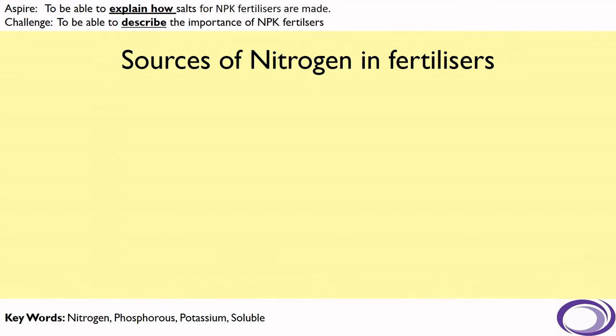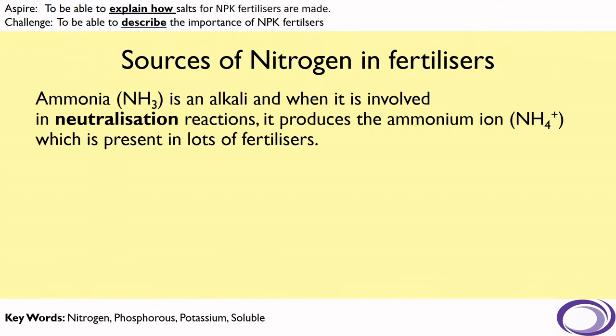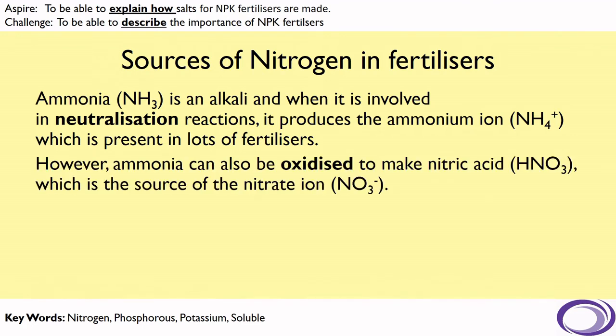So sources of nitrogen first of all. Now you may remember from the Haber process that ammonia is used to manufacture fertilisers. Now ammonia, NH3, is actually an alkali, and when it's involved in neutralisation reactions it produces the ammonium ion, which is present in a lot of fertilisers as it's a source of the nitrogen. However, it can also be oxidised to make nitric acid, which is the source of the nitrate ion.